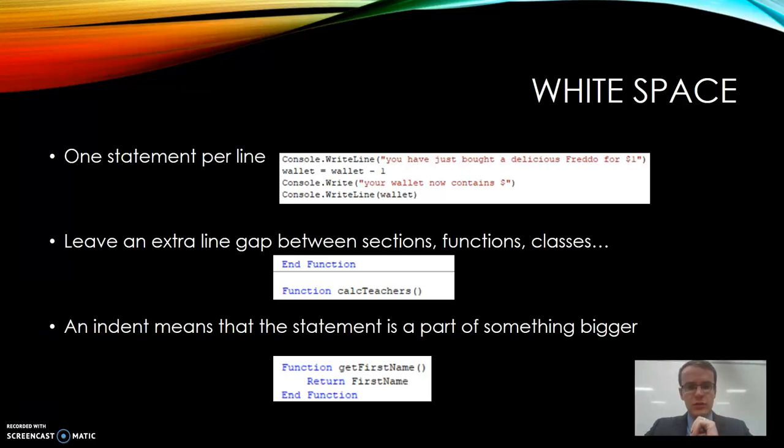Next thing you can do is leave an extra line gap between sections, functions, or classes. So if you've got a chunk of code that's doing something, just leave an extra line in between to signify that that section is now over and we're going to start a new section. An indent, this little white gap here, indicates that this statement is a part of something bigger. So for the function get first name, this return part belongs to that function. It is a part of that function. That is what that indent means.